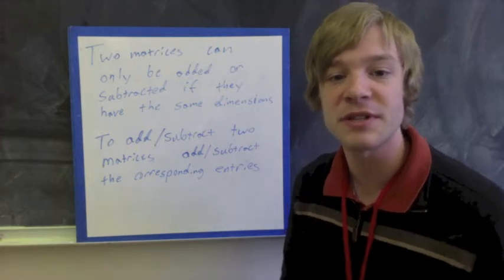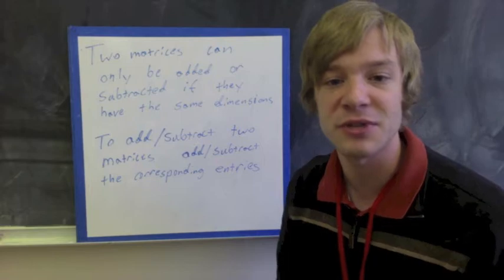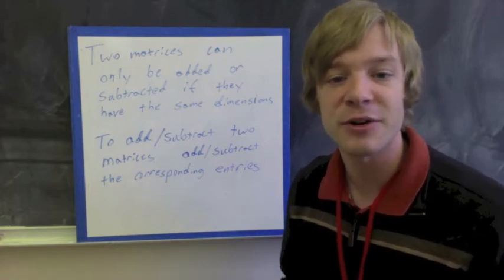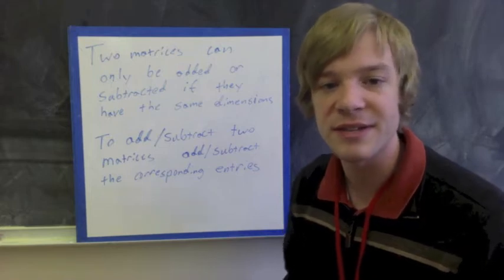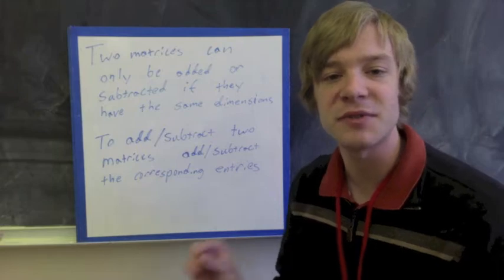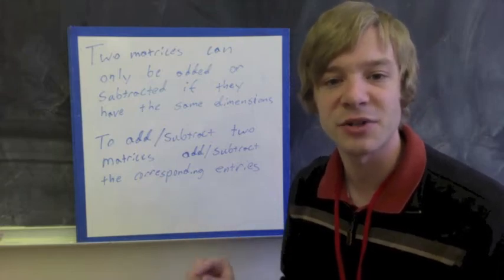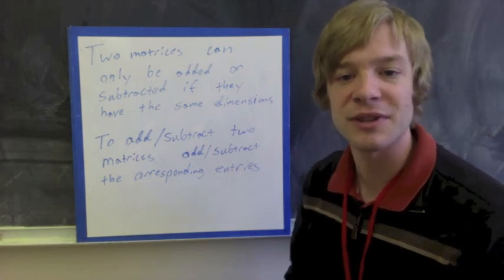And the reason for this is because when we add 2 matrices, or when we subtract 2 matrices, we simply add or subtract the corresponding entries. So all we're doing is single bits of adding or subtracting, but we have to make sure that each of the entries are added or subtracted with the corresponding entry in the other matrix. So let's take a look at what this looks like.